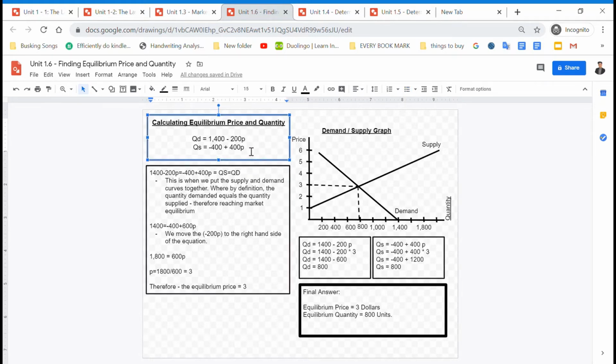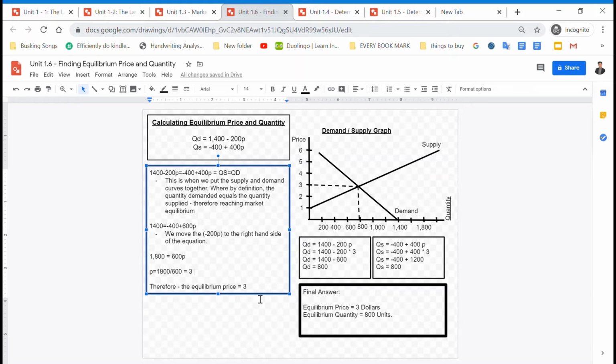by setting QD equal to QS, we will be able to derive the price level at which QD equals QS. So let's say if we move the negative 200p to the other side, we get this equation. If we move the negative 400 to the other side, we get this equation. Therefore, we're able to derive that the market equilibrium price at which QD equals QS is 3.